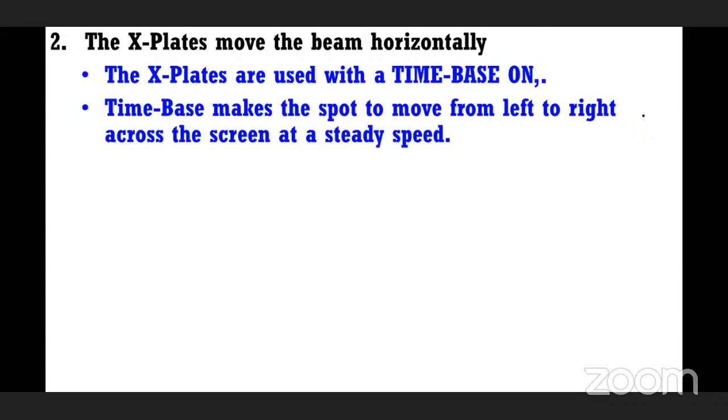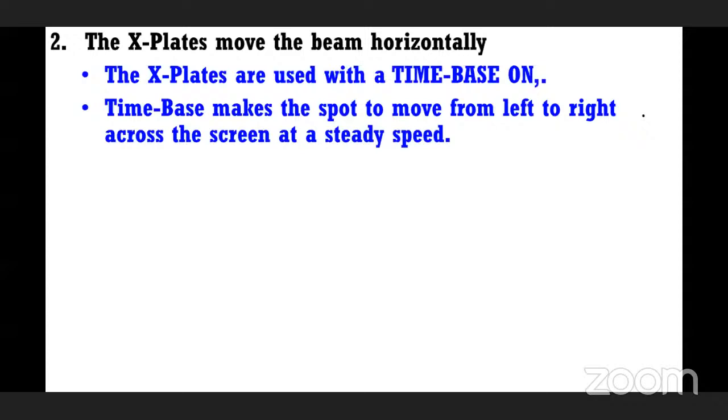Then the electron beam passes through the deflection plates. A positive voltage applied to the Y input terminal causes the electron beam to deflect vertically upward due to attraction, while a negative voltage applied to the Y input terminal causes the electron beam to deflect vertically downward due to the repulsion force.